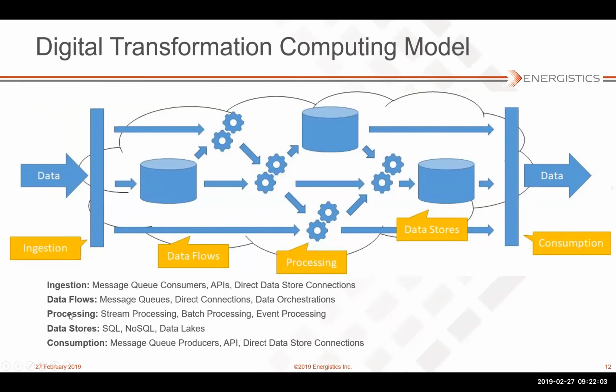You've got some mechanism to move data between different applications and processes and data stores, which are either message queues or direct connections or some kind of orchestration service that's acting as a man in the middle to move it. Then you've got some kind of processing on the data, where you're doing either stream processing or batch processing or event processing. You've got all kinds of data stores, from the traditional relational databases like SQL Server or Oracle to newer flavors like Azure SQL or Cosmos DB or Amazon's Redshift or Google's Bigtable or its NoSQL alternatives, and data lakes, which in many cases are kind of glorified file systems hosted in the cloud.